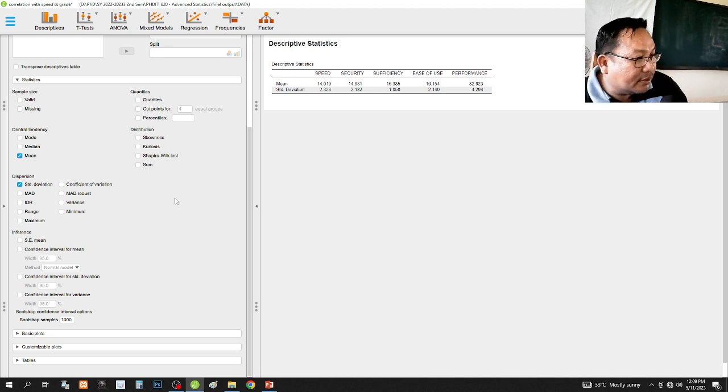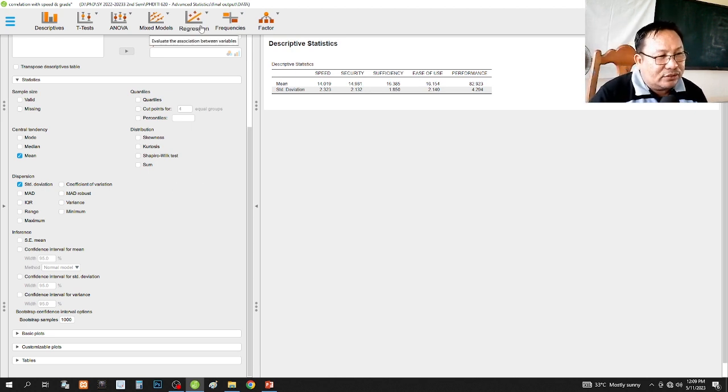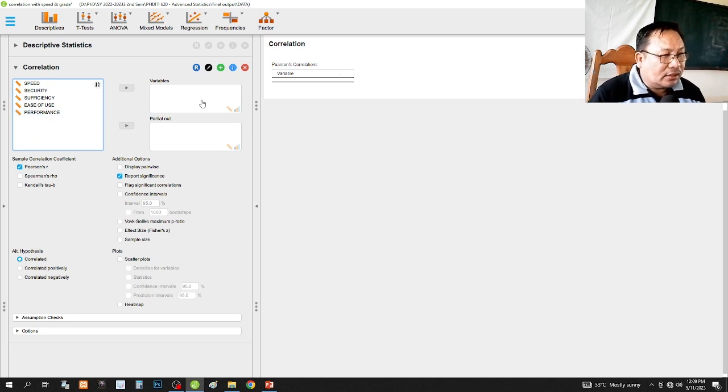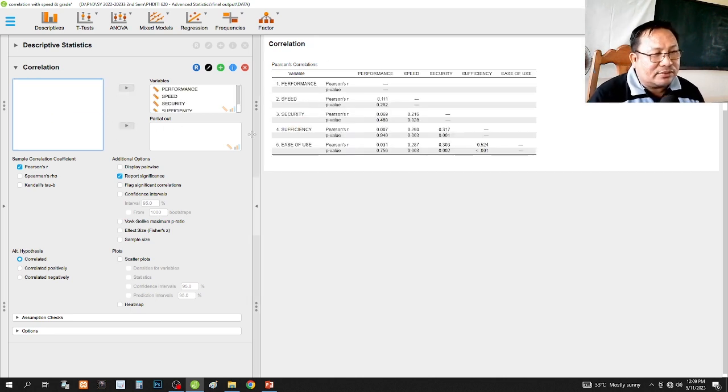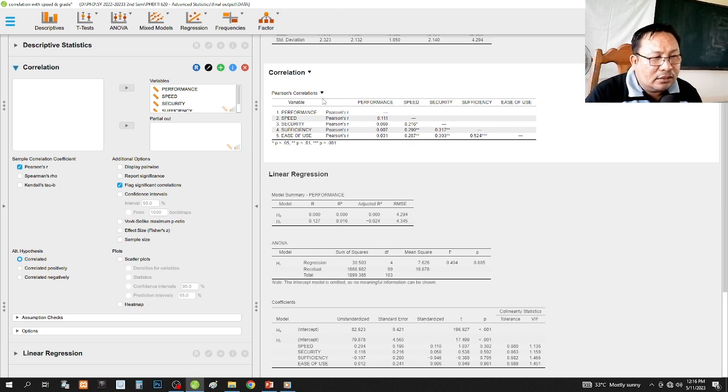So after the descriptives, we will now go to the multiple regression. So we will click the regression, then correlation. Then here, in the variables, we need to input the dependent variable first, then the independent variables. So if we're going to look at the Pearson's correlation coefficients, as you can see, on these coefficients of performance, speed, their correlation is really not that strong. So which means that there is no indication of a strong correlation, and we can proceed with our regression. So if the variables are not strongly correlated, then we are safe.